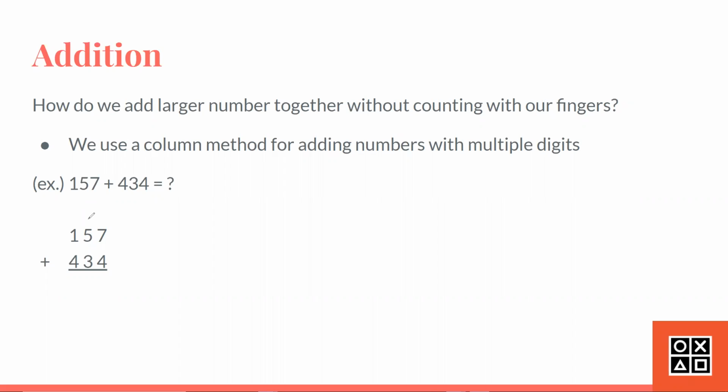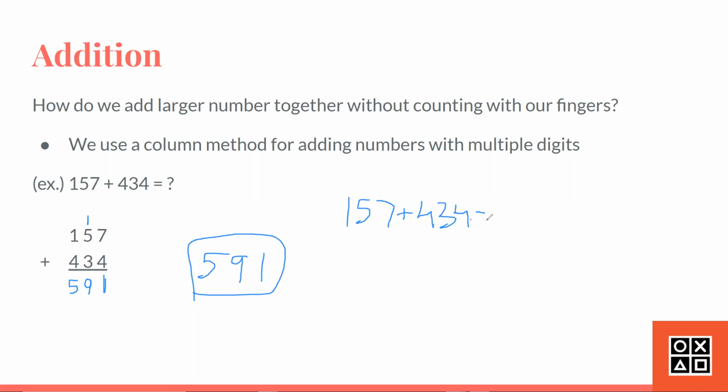So 7 plus 4 would be 11. So you would carry over the 1 there and put a 1 there. Then you would do 1 plus 5 plus 3, which would be 9. And then you would do 1 plus 4, which is 5. So our final answer would be 591. And if you want to write it out completely, you would have to say 157 plus 434 equals 591, just to make our work clear and concise.